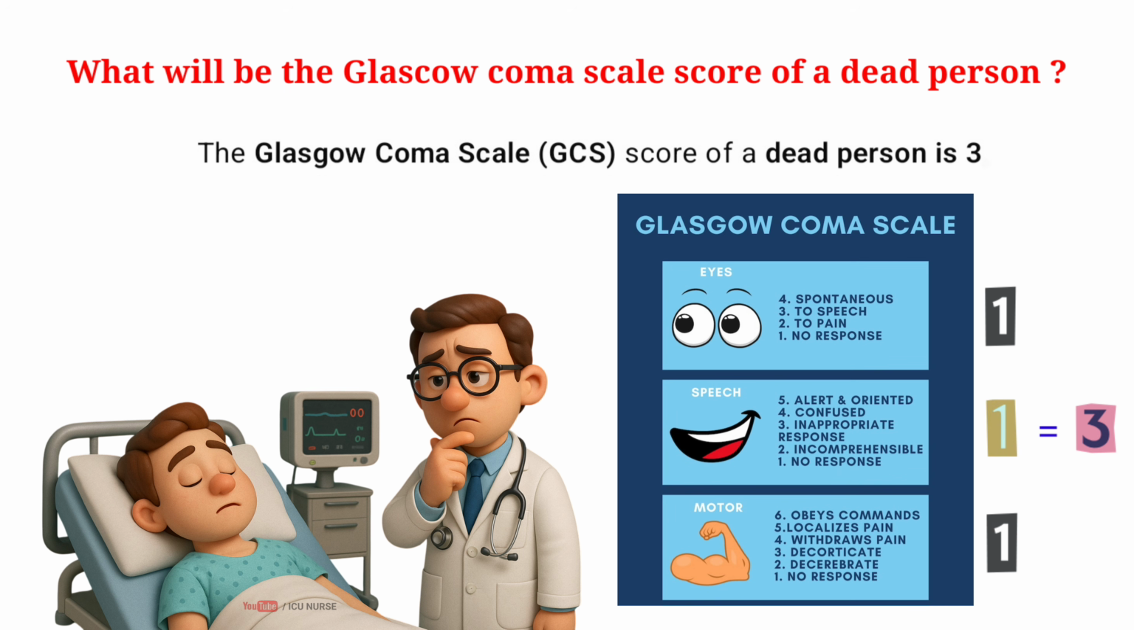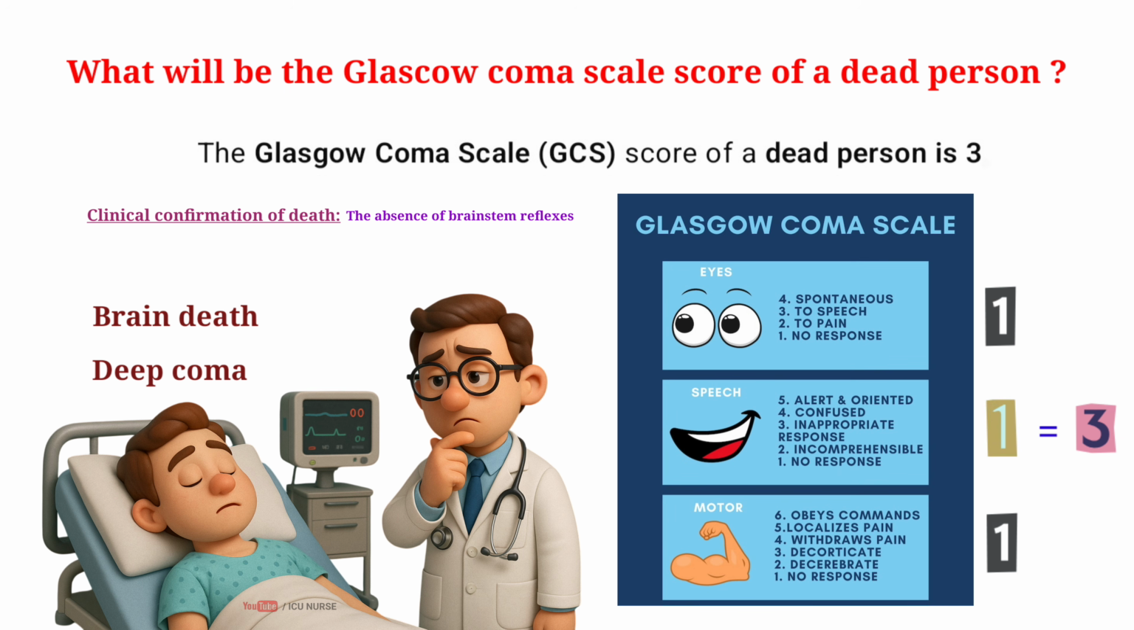GCS does not confirm death. It only assesses level of consciousness. A score of 3 indicates deep coma or brain death. But clinical confirmation of death requires additional assessments like absence of brainstem reflexes, ECG asystole, or apnea tests. So in conclusion, the GCS of a dead person is 3, the minimum score.